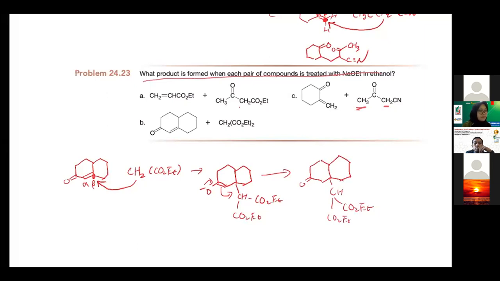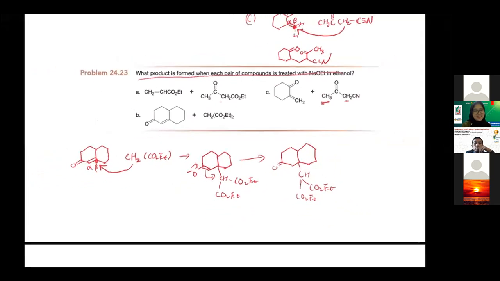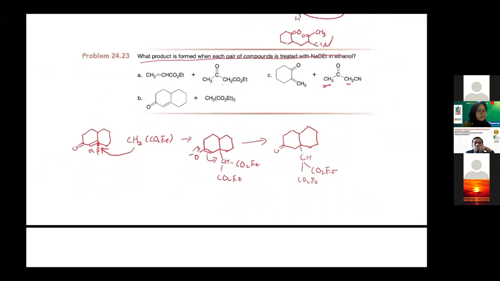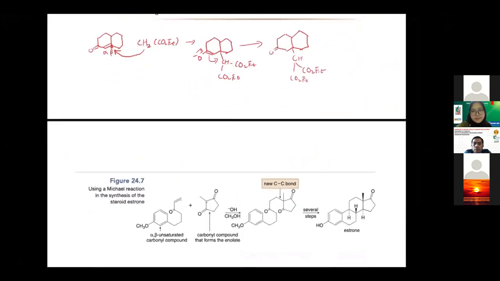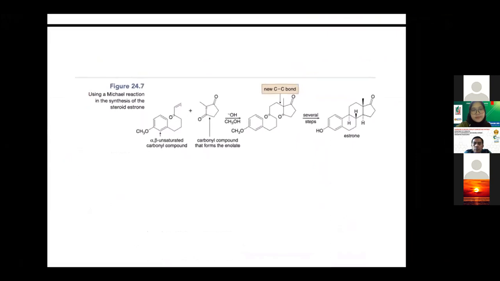Okay, getting tired. But this one is the simple reaction. Yes, the beta carbon was attacked by the nucleophilic reaction by the enolate. Yes, please consider by yourself and write the reaction mechanism by yourself, by handwriting.